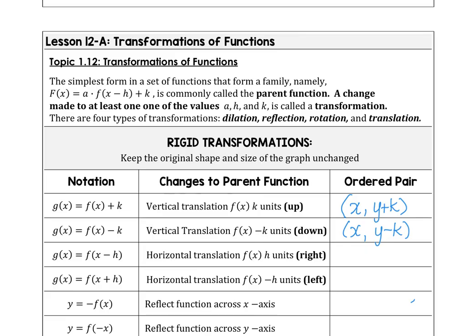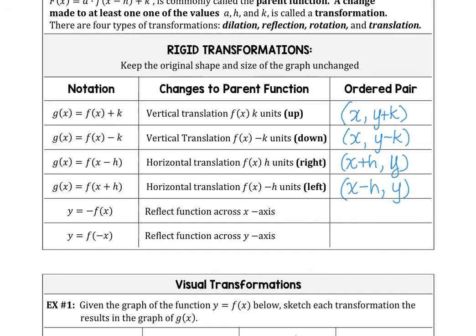Moving left and right, if our argument is x minus h, we would move the function to the right h units. But if our argument is x plus h, we're going to move that argument the opposite direction, or left h units. So this is changing the domain. We would add h and keep the y to move right, but to move left, we would do the opposite. We would subtract the h and keep the y.